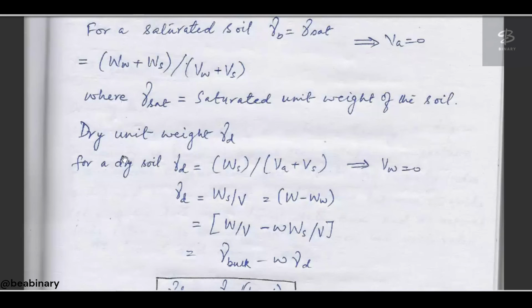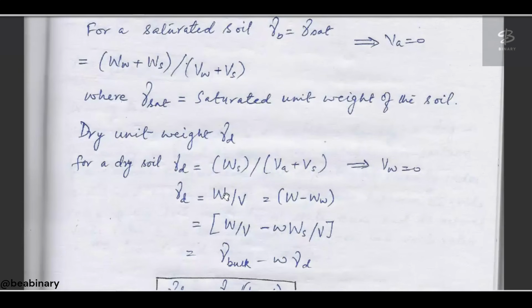So for the dry soil gamma D is equals to weight of solids divided by volume of air plus volume of solids, ठीक है, क्योंकि इसमें वॉल्यूम ऑफ वाटर 0 है. सो ड्राई सॉइल है तो यहाँ पर हम सिर्फ सॉलिड का ही वेट लेंगे एंड डिवाइड बाय द टोटल वॉल्यूम, this can be Ws divided by the V.